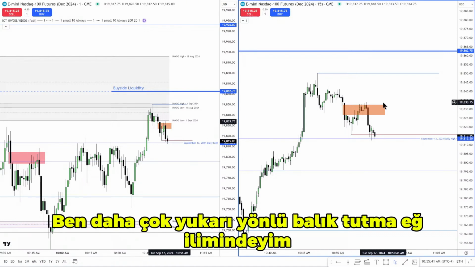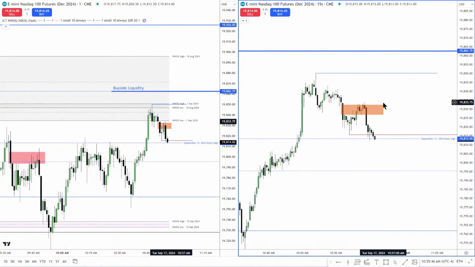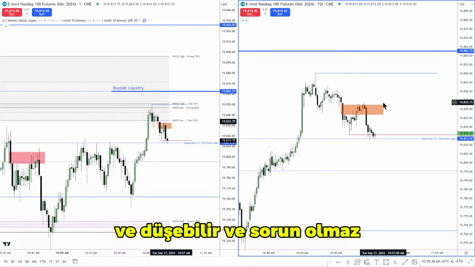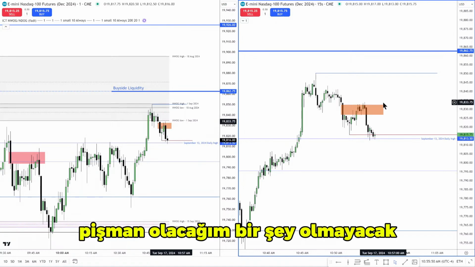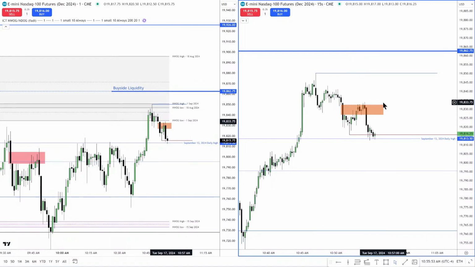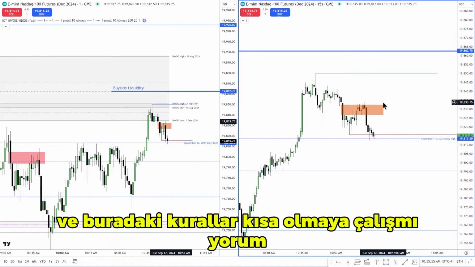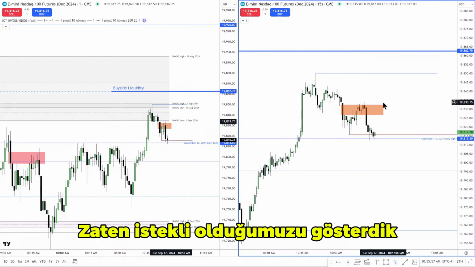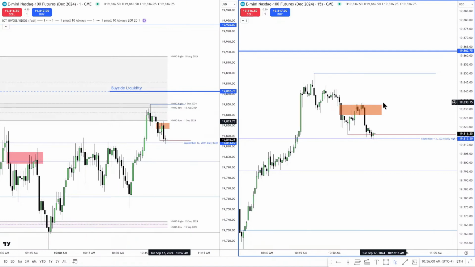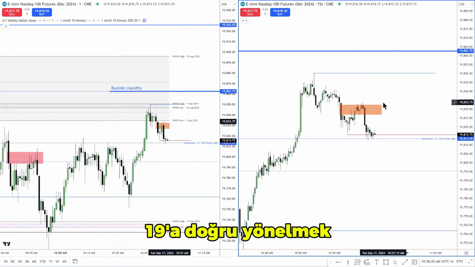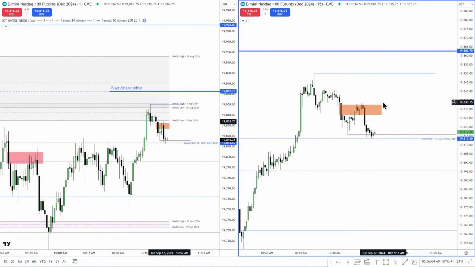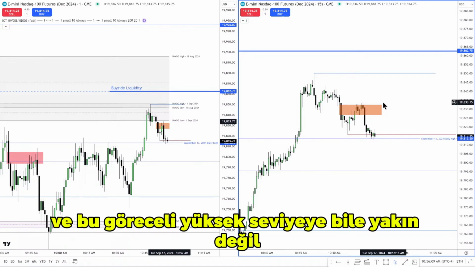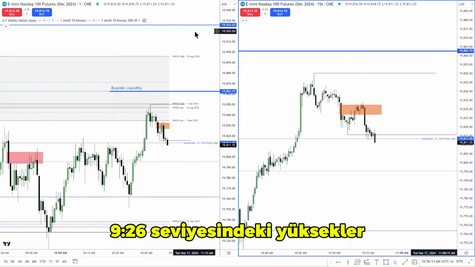On the downside, I'm more inclined to fish on the upside, and it can drop, and it's fine. It won't be something that I'm going to be regretful over, because you have to have rules, and the rule here is I'm not trying to be short. We've already shown a willingness to gravitate towards that 19,862.75 level, and that's not even close to the relative equal highs at the 926 level.